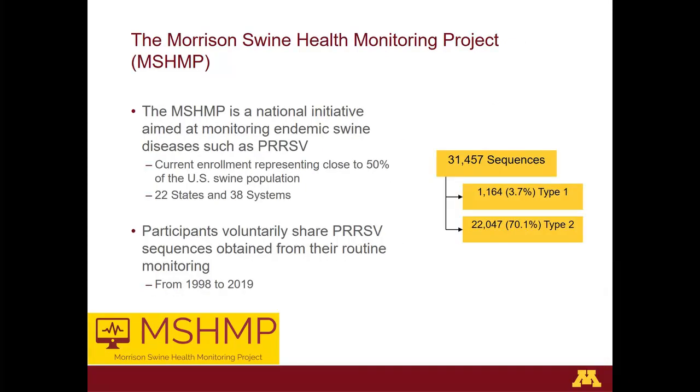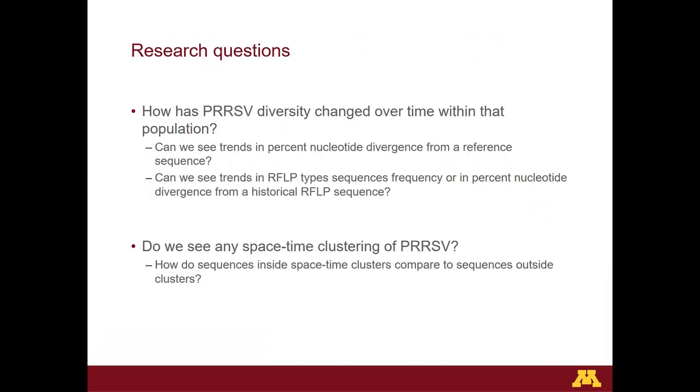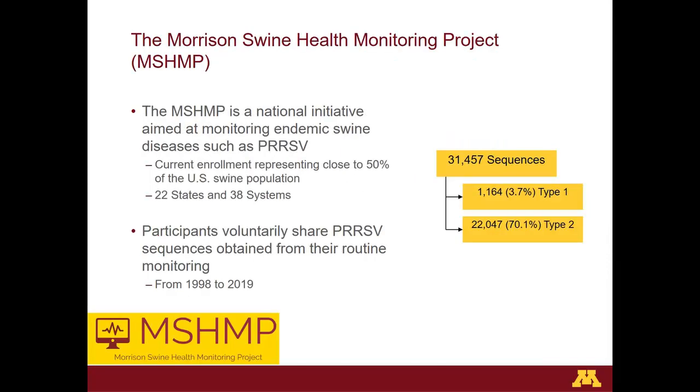So for our analysis, we're usually using data all from the MSHMP project, which Kim already explained a little bit. This is a national program that aims at monitoring swine diseases, and it's very representative of the swine population here in the United States. We currently have 22 states participating in the program with around 38 systems.